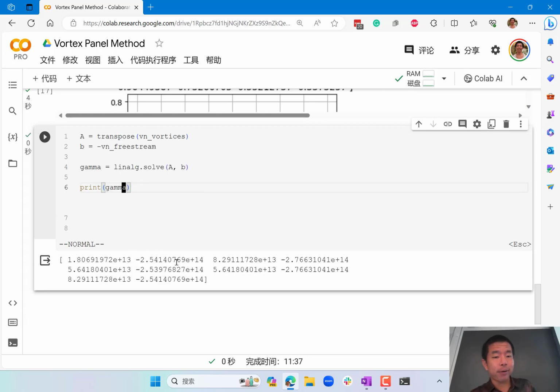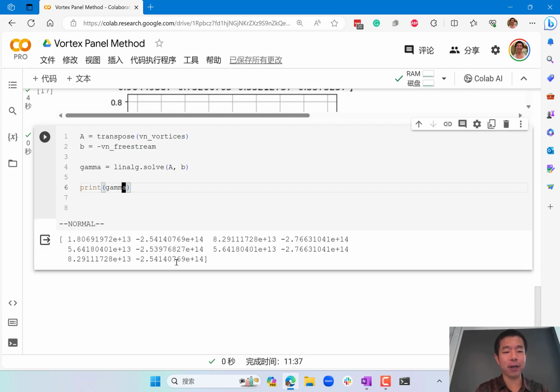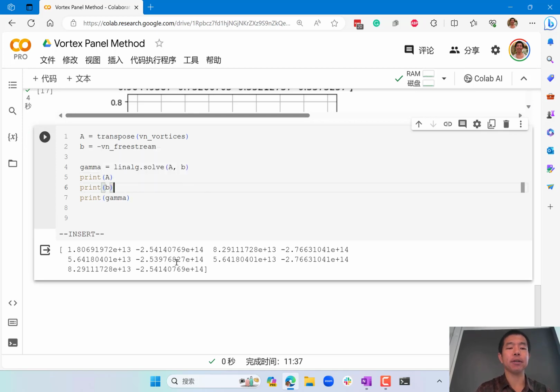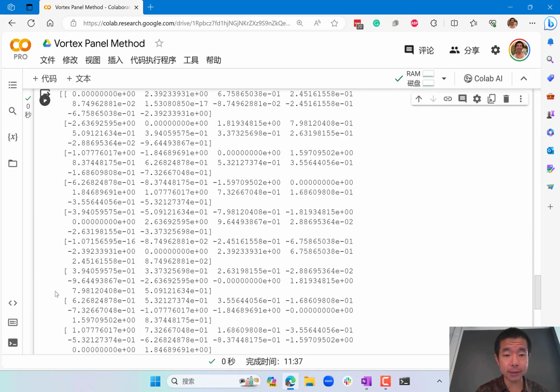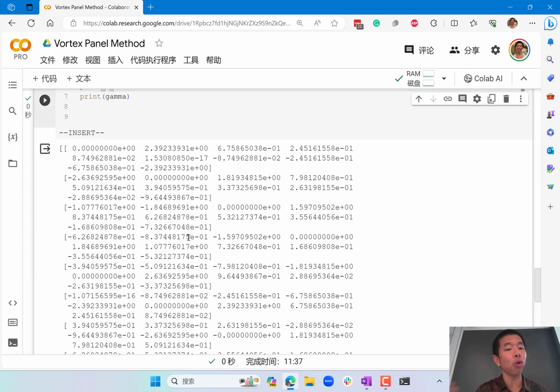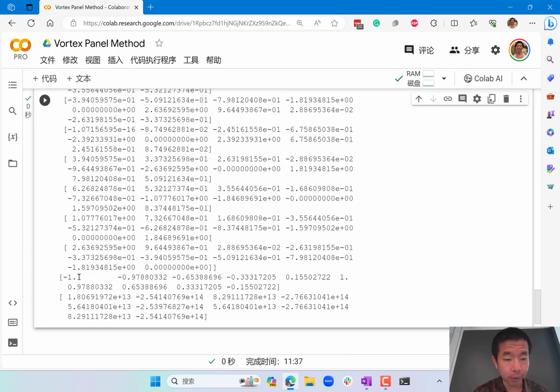Now when you print gamma, you're going to see the magnitude is ridiculously high, 10 to the plus 14. And if you print A and B, the matrix and the right-hand side, you're going to see that the matrix has normal, order 1 magnitude. The right-hand side also has order 1 magnitude, but the solution has a magnitude of 10 to the 14. That basically means that the matrix you are solving is numerically singular.